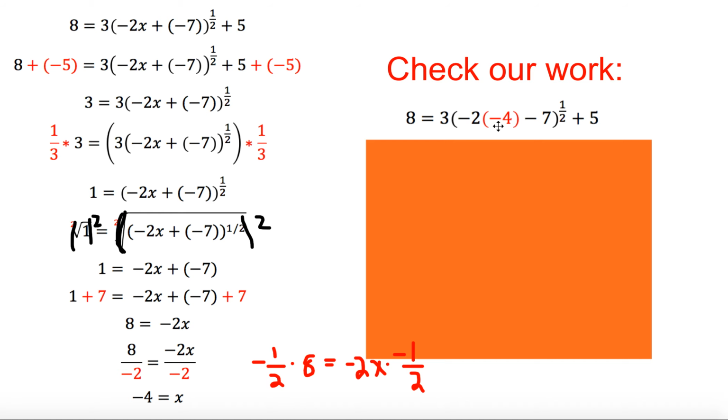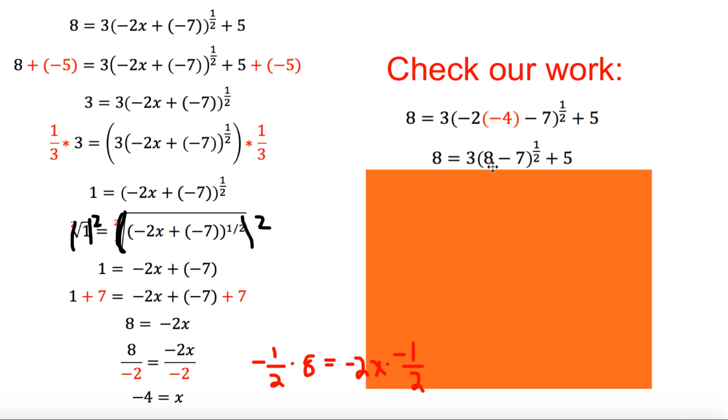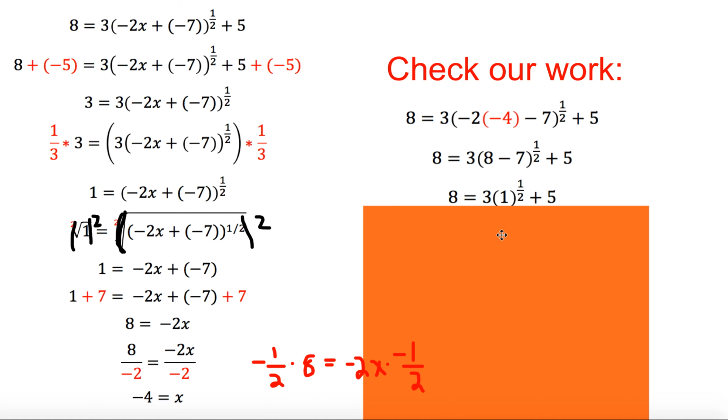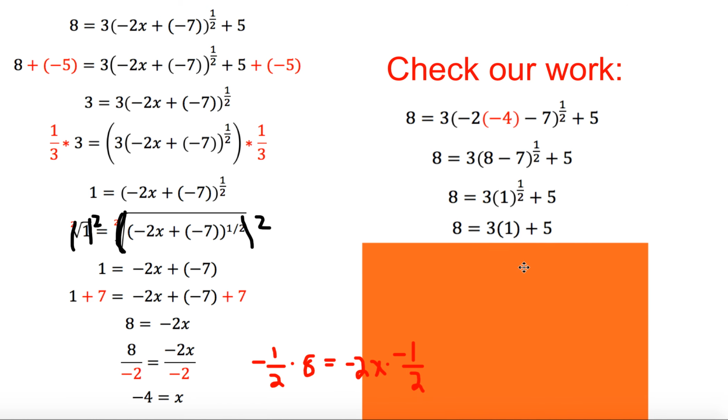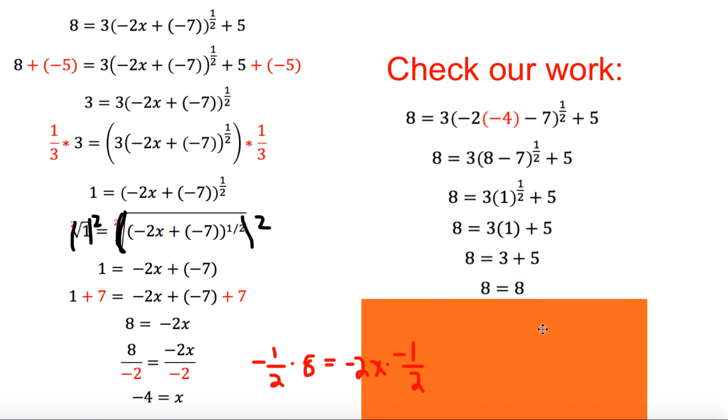So let's start on the inside. I have negative 2 times negative 4. It's going to give us positive 8. So next we can do 8 minus 7. That's going to give us 1. I have 1 to the 1/2 power. We know that's just going to give us 1. So now I have 3 times 1. 3 times 1 is 3 because that's our identity. So now we're left with 3 plus 5, which is equal to 8, and so this answer works out.